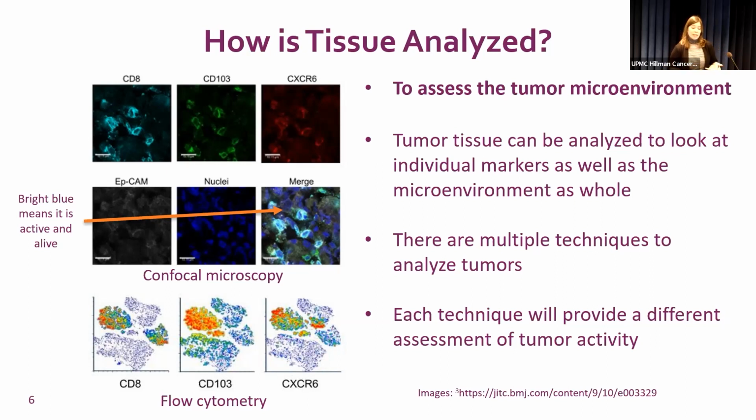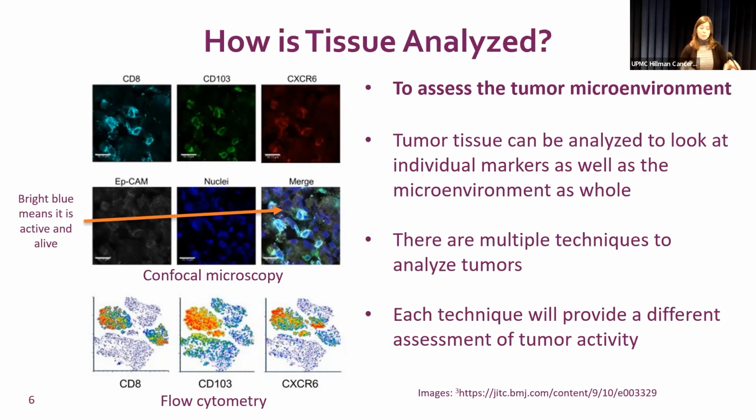There are multiple techniques we can use to analyze these tumors, and each technique gives us a different view. So we need to look at them collectively so we can see the big picture of what's going on in that tumor. Looking at the left side of the slide, the bottom row is flow cytometry. This is a way where we can look at what cells are present. So it shows us, are these tumor cells?